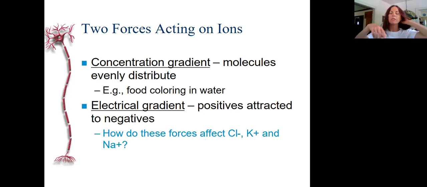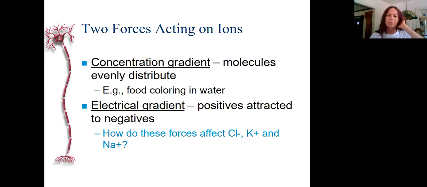If you take chloride, you can see that chloride is negative. Now, the inside of the neuron is also negative, so is it going to want to go in there? No, it doesn't want to go in there because it's attracted to positive, not negative, by the electrical gradient. By the concentration gradient, however, it does want to go in there because it's more concentrated on the outside. So you can see chloride remains about the same, and potassium will do the same.